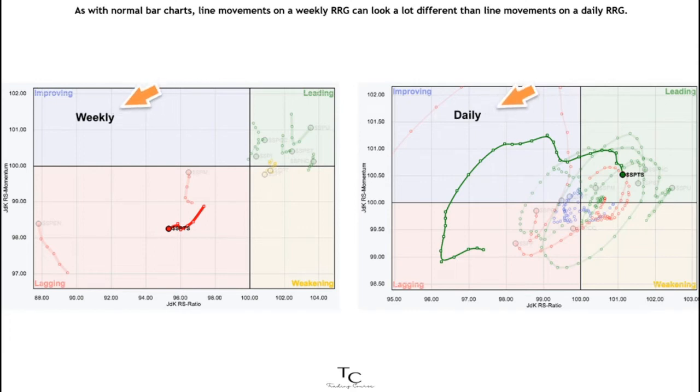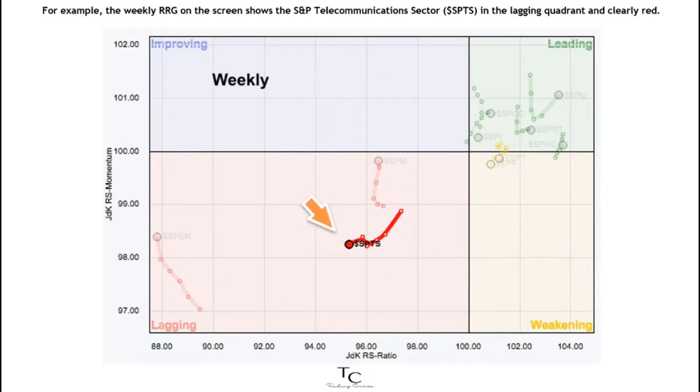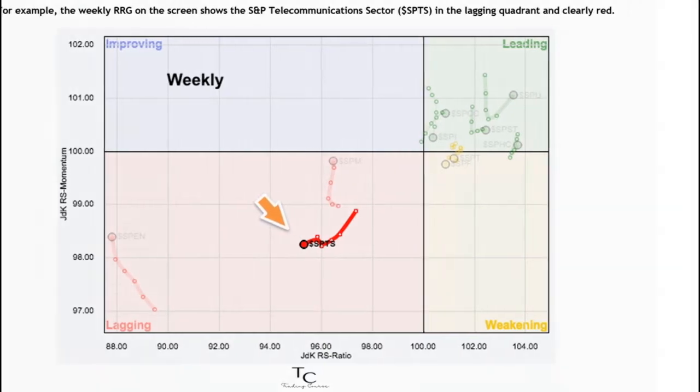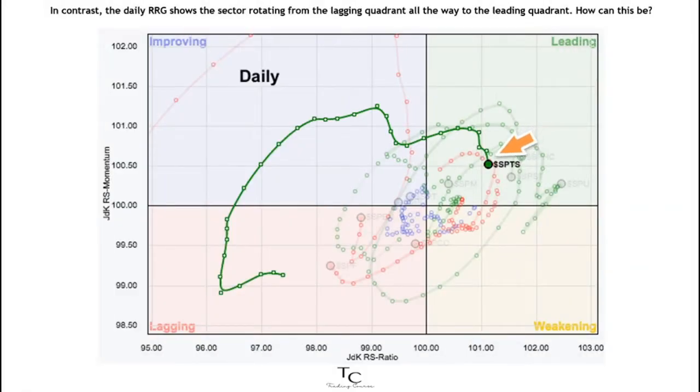As with normal bar charts, line movements on a weekly RRG can look a lot different than line movements on a daily RRG. For example, the weekly RRG on the screen shows the S&P Telecommunications Sector, $SPTS, in the lagging quadrant and clearly red. In contrast, the daily RRG shows the sector rotating from the lagging quadrant all the way to the leading quadrant. How can this be?